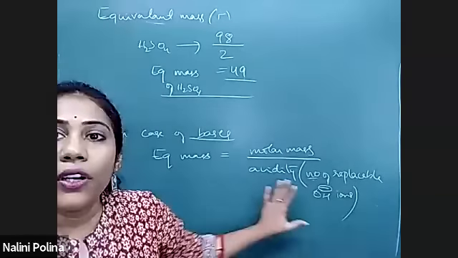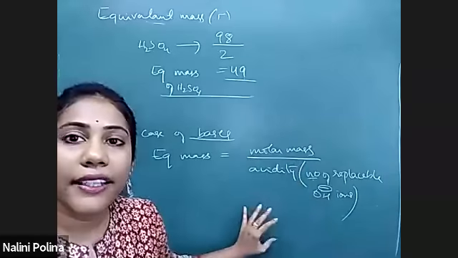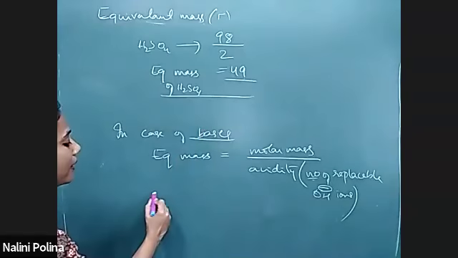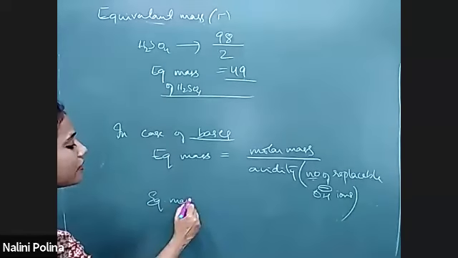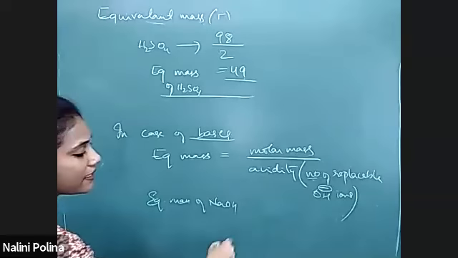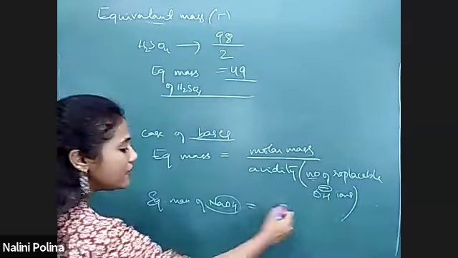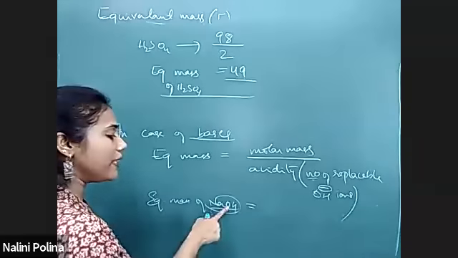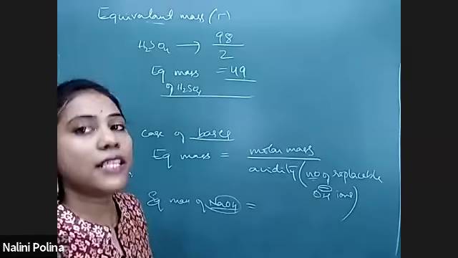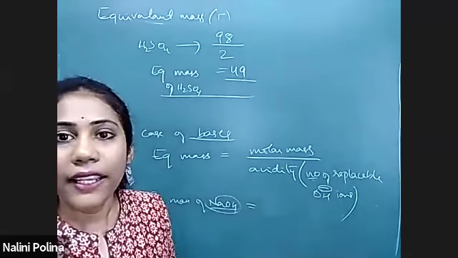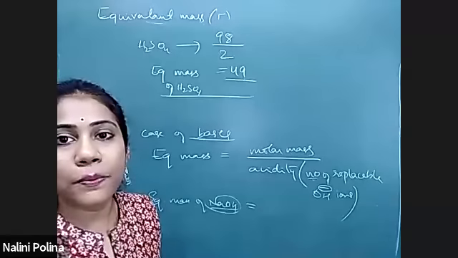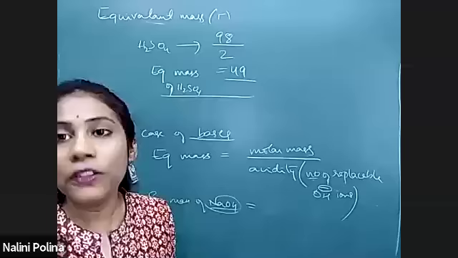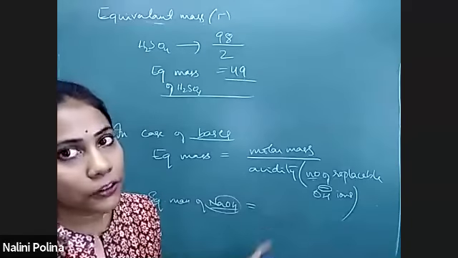Okay, so this is what we call equivalent mass of bases. Say for example, if I ask you the equivalent mass of NaOH, which is a base, right? Then what you would do? Molar mass divided by the number of OH minus ions present. How many OH minus ions are present? Just 1. So molar mass divided by 1. Molar mass is 40, divided by 1, you get 40, right? So this is how you need to find the equivalent mass in case of bases.